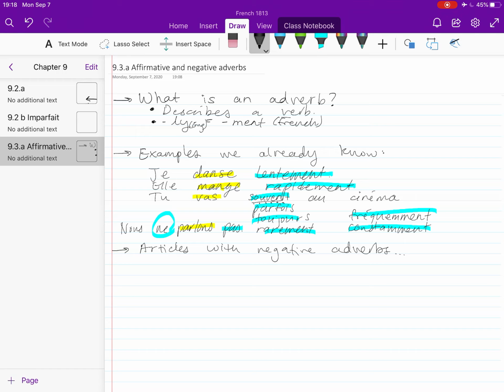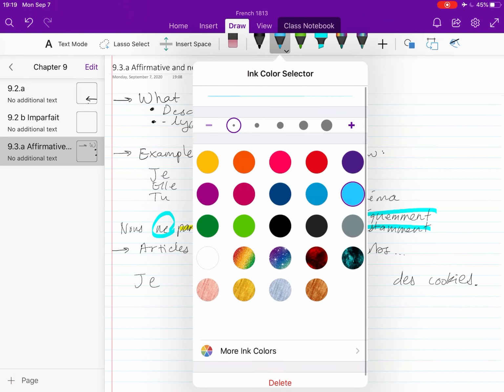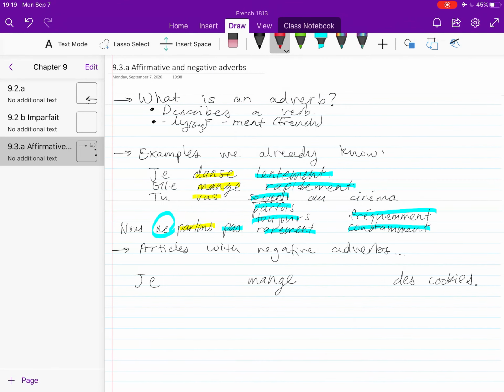So going back to talking about negatives, let's take a different sentence here. Like, for example, je mange des cookies. Okay, I'm eating the cookies. Now, if I want to put my negation in, I'm going to, of course, put it in, no problem. Je ne mange pas. But what happens to my article?